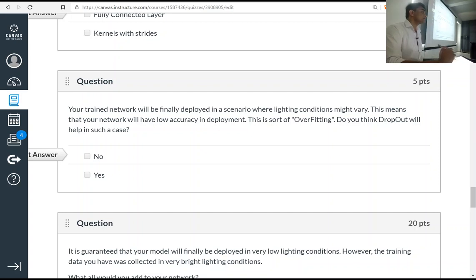Do you agree with this? Yes. Right? The technical definition of overfitting is the gap between the test and the train, or test and the validation, right? So that is what is happening right now. Do you think dropout will be able to help you in such a case? No. That is why dropout is going out of fashion.